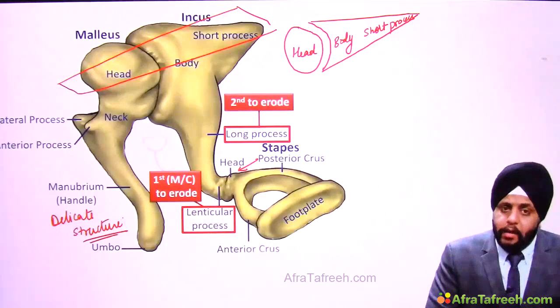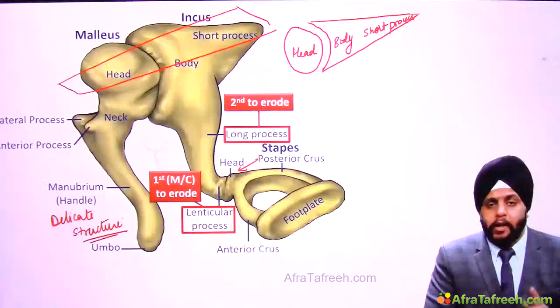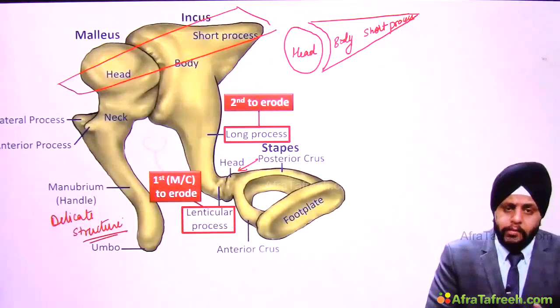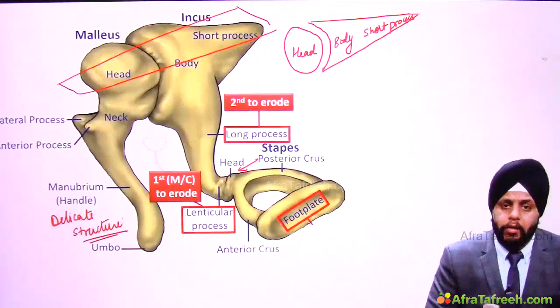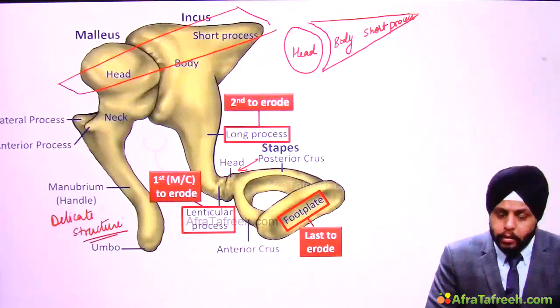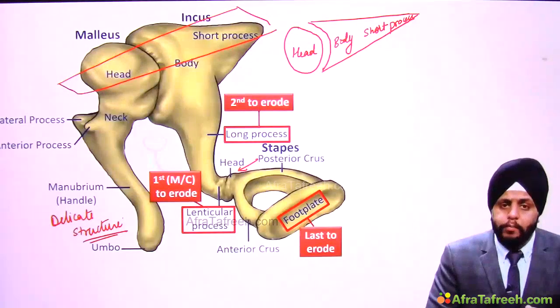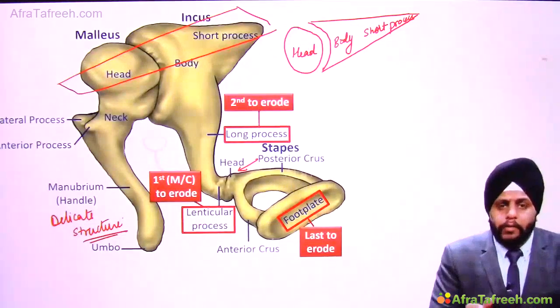So which is the last to undergo erosion? When the whole of this ossicular chain is eroded, which is the last man standing? The last piece of this ossicular chain to remain is the foot plate of stapes. Just remember, the foot plate is also contributed by the otic capsule. Otic capsule forms the strongest bone in the body, so of course the foot plate is the last to undergo erosion. Right, so this was the ossicular chain, the contents of the middle ear.